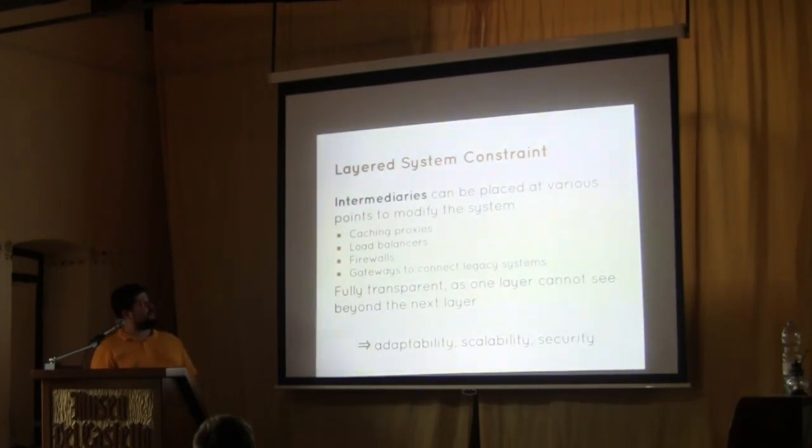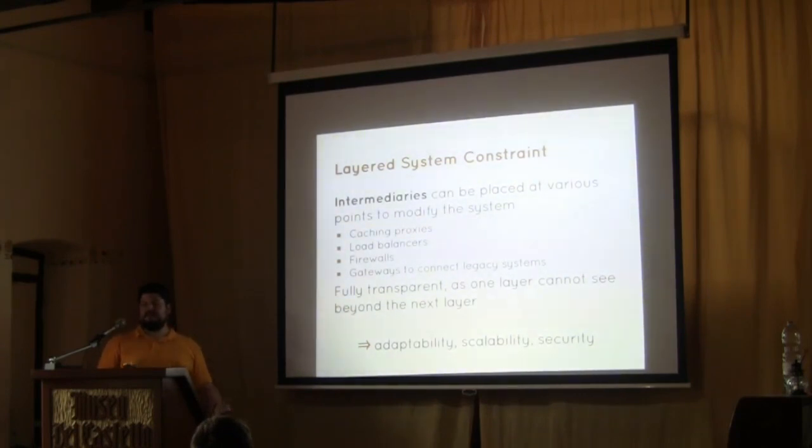The nice part about this constraint is that you can put them anywhere in your system. And it's because one layer cannot look beyond the next one. So if I'm a client and I have this URI, I'm talking to this next server. I don't know what's behind that, or how they implemented this. If I go to Google, I can do my search. I have no clue what they implemented to make this actually work.